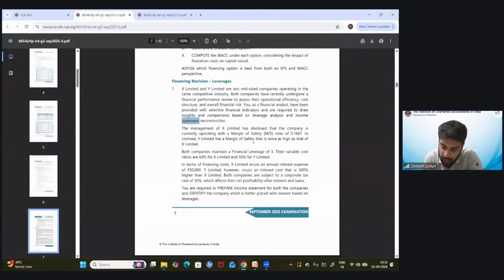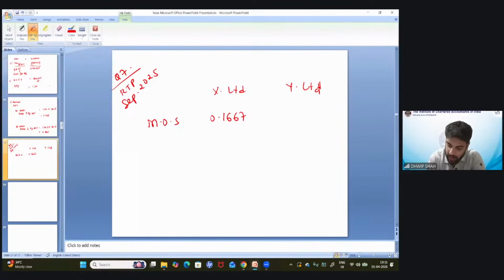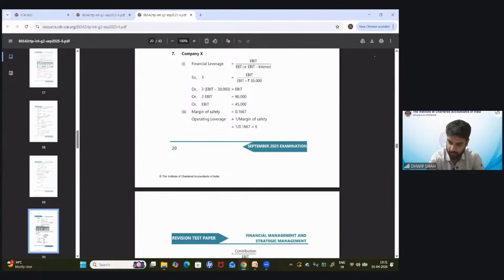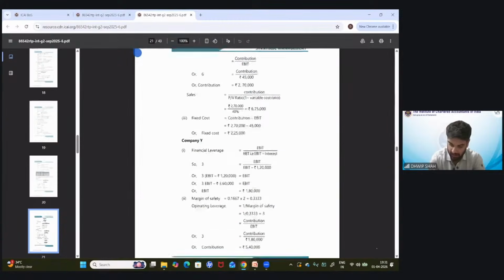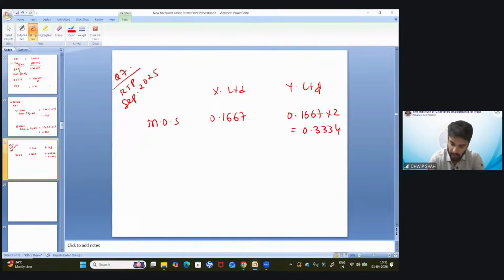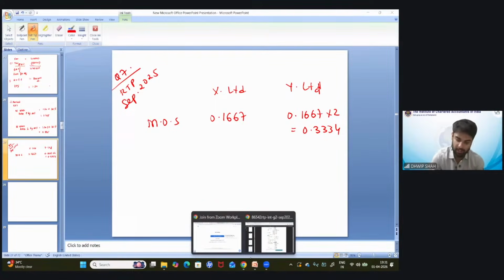In contrast, Y Limited has a safety margin twice that of X Limited. ये तो कहना है कि Y Limited का it is twice of X Limited, into 2, which comes to 0.3334. Yes or no? Any doubts still here, students? Clear? So देखो, margin of safety for X is 0.1667 and for Y is twice of X. Can you see? 0.3334. Clear till here? I am just gathering the data so that solution में हमें easy रहे.